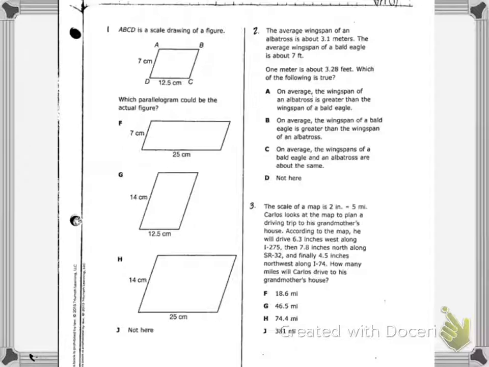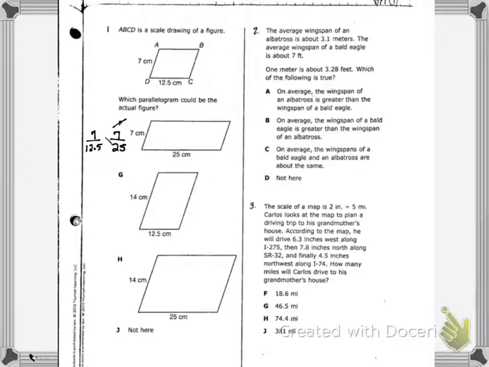There are a couple of ways to do that, but one of the easiest is to butterfly the side lengths. So let's take F. A to D is 7, so we're going to put 7 over 12.5, and then we'll do the side length of 7 over 25. Of course, these aren't going to be proportional because the 7 is in the numerator, so they would have to have the same denominator. So that's not going to work.